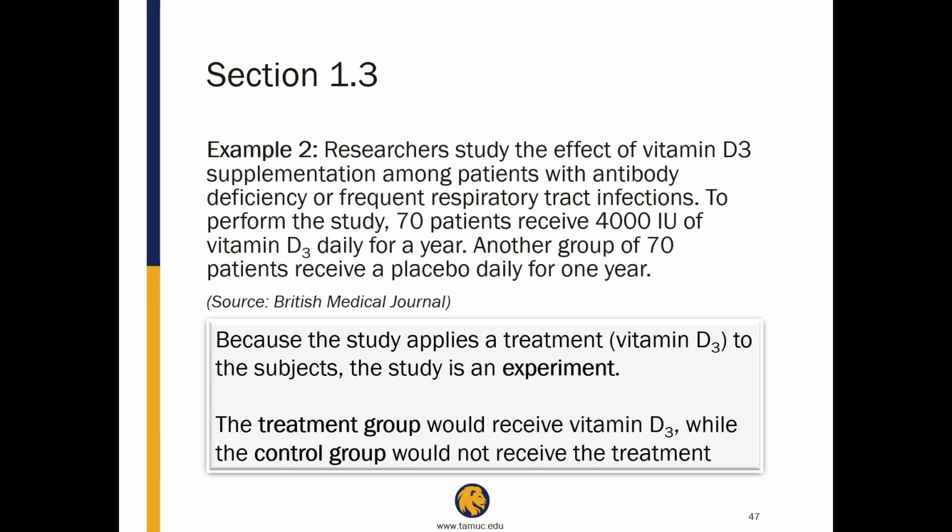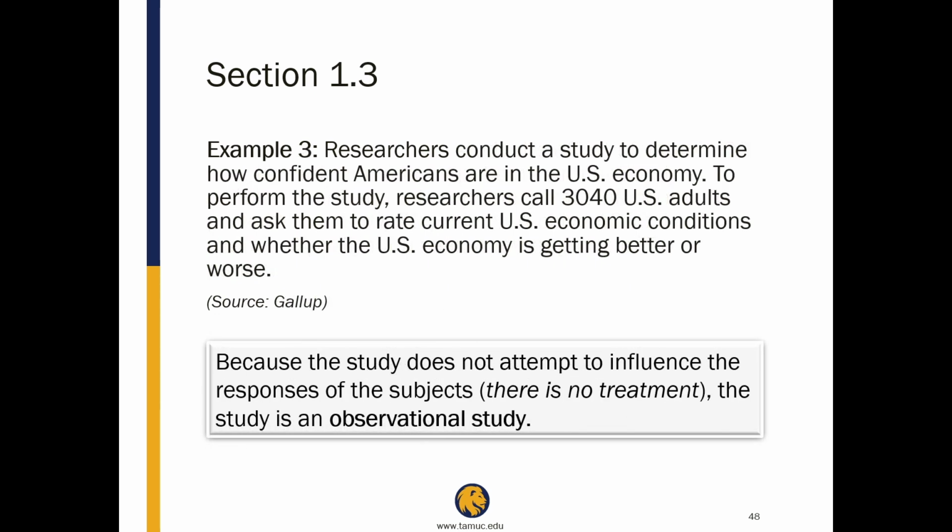Let's look at another example. And this also has researchers, but it says they're conducting a study to determine how confident Americans are in the U.S. economy. To perform the study, researchers called 3,040 U.S. adults and asked them to rate the current U.S. economic conditions and whether the U.S. economy is getting better or worse.